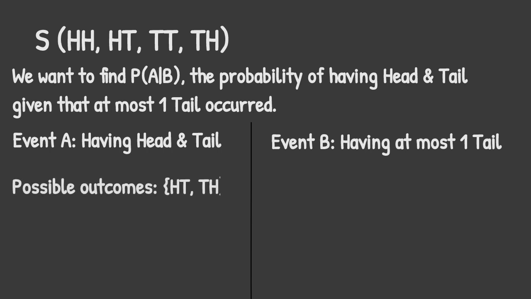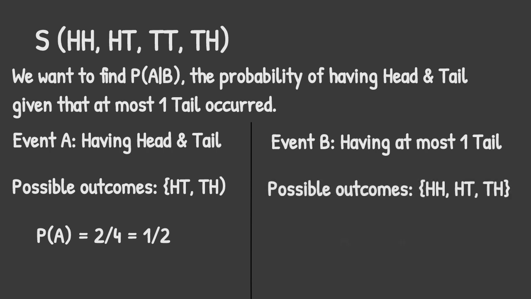Since event A is talking about having head and tail occurring together, then our possible outcomes will be head tail and tail head. The probability for A would now be the two possible outcomes, which is head tail and tail head, divided by the total outcome, which is 4. By the time you divide 2 by 2, it will give you 1. 4 by 2, it will give you 2.